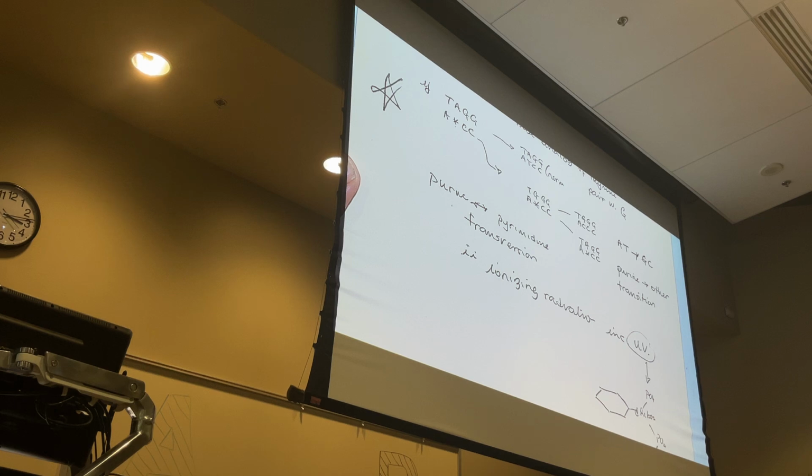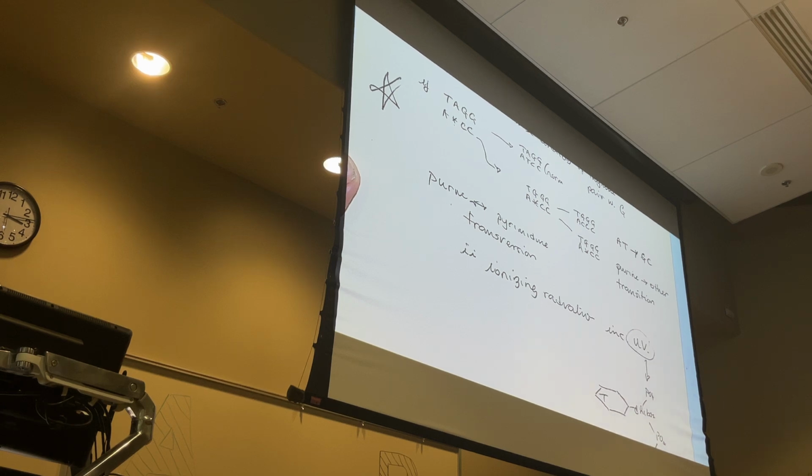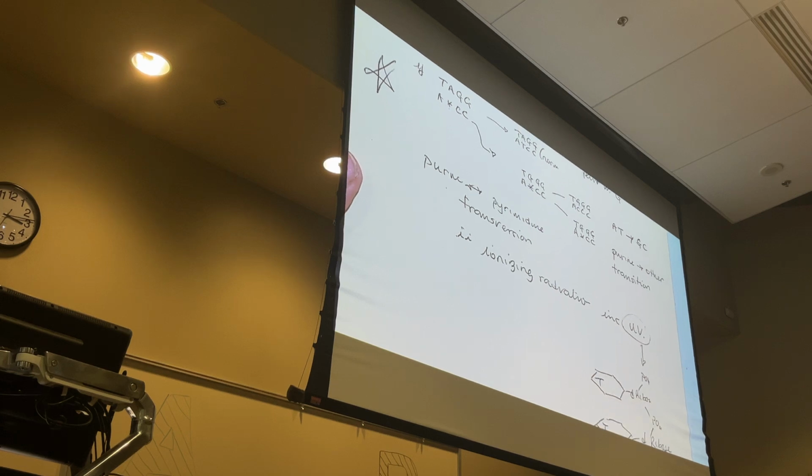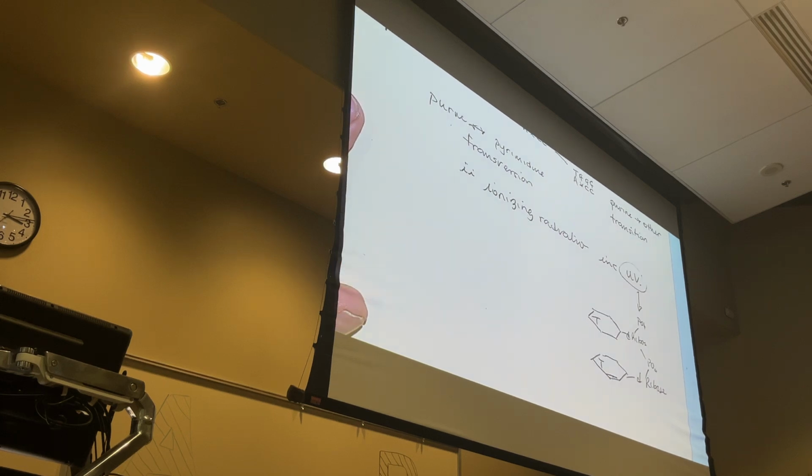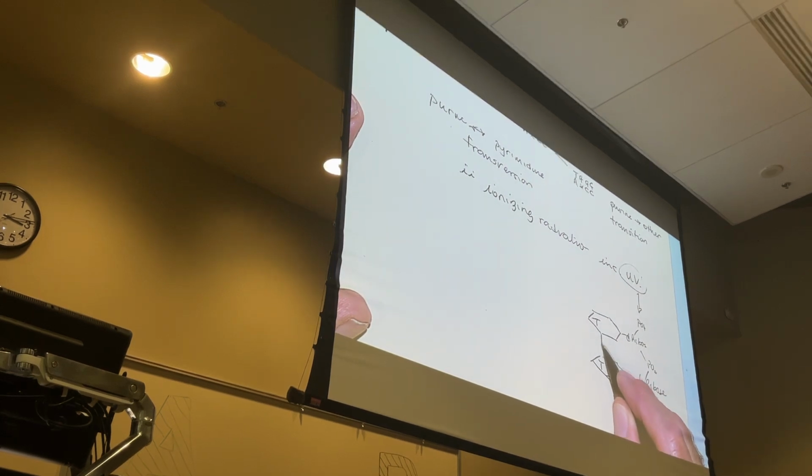This is a piece of DNA that contains two thymine residues in a row. What UV does is it creates a thymine dimer. It connects these carbons like this, so you get a four-carbon ring.